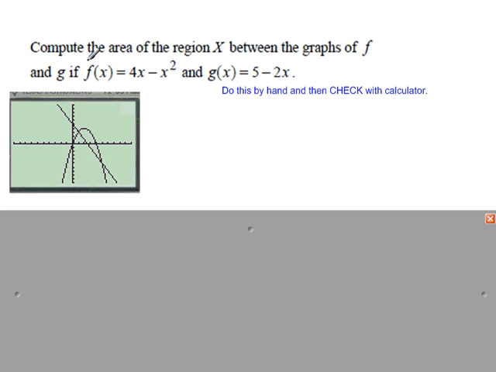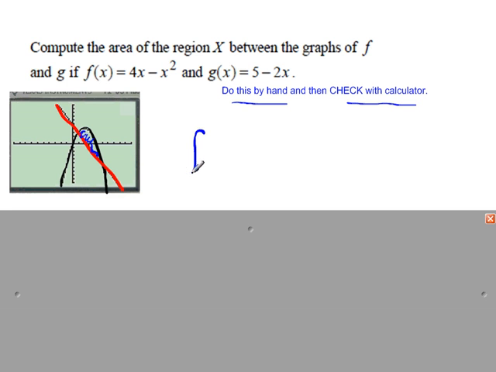So here we go. It says compute the area of the region between the graphs of f and g. If f is this function right here, and g is that linear function 5 minus 2x. And what we're looking for is that area in between. Okay, so we're going to do this entirely by hand and then check with our calculator.